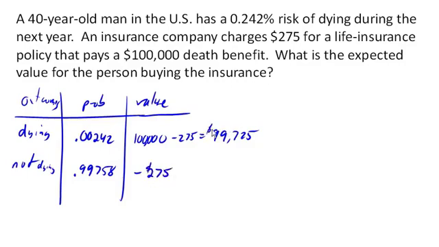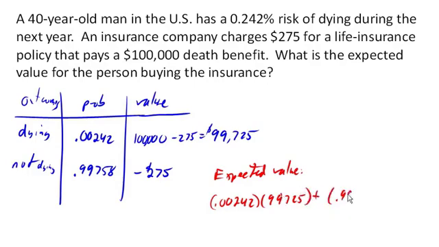So our expected value then is the probability multiplied by the value of the outcome, plus our other probability times the value of its outcome. And altogether, that gives us a negative value of 33. In other words, if we had a bunch of people, thousands of 40-year-old men, then on average, the men will have lost $33.